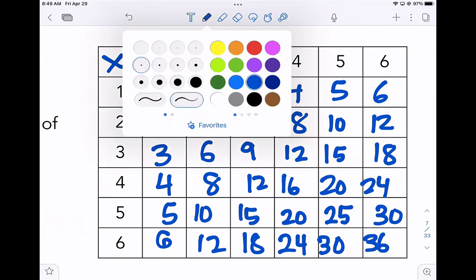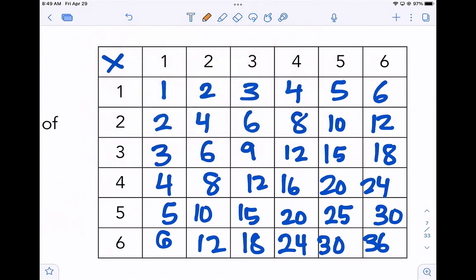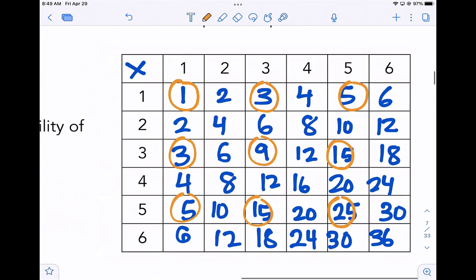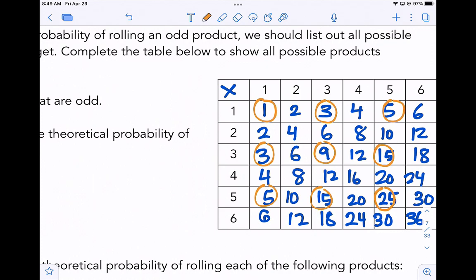So let's circle all the ones that are odd, because that's the probability that we're calculating. None of these are odd. These are odd. None of these are odd. These are odd. Okay. So it says use your table to find the probability of rolling an odd product.